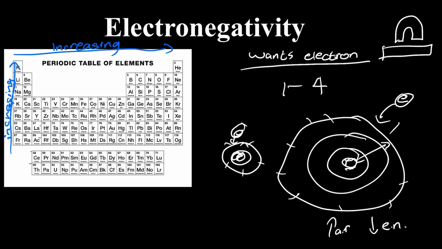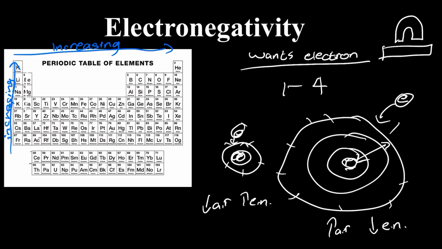Because it's going to want that electron less because it's farther away. It's not going to be as attracted to it. But the smaller the atomic radius, the greater the electronegativity, because that nucleus is going to be closer to the valence shells and to other possible electrons that could be entering. So it's going to want that other electron. So that's why it's opposite.